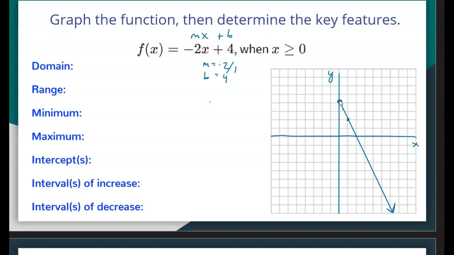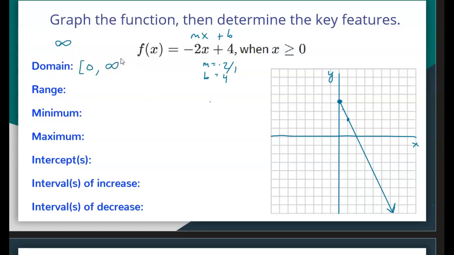So what is our domain? Our domain is our valid inputs. It starts at 0, and it looks like it goes forever to the positive side. It never stops, so our endpoint is actually going to be infinity. We write infinity like this. It's a little infinity symbol. So our domain is going to start at 0 and go up until infinity.